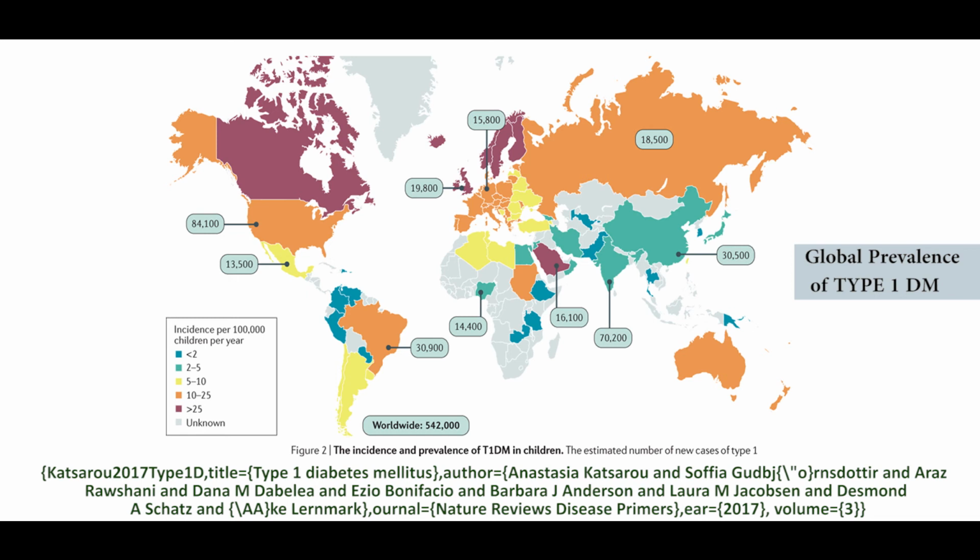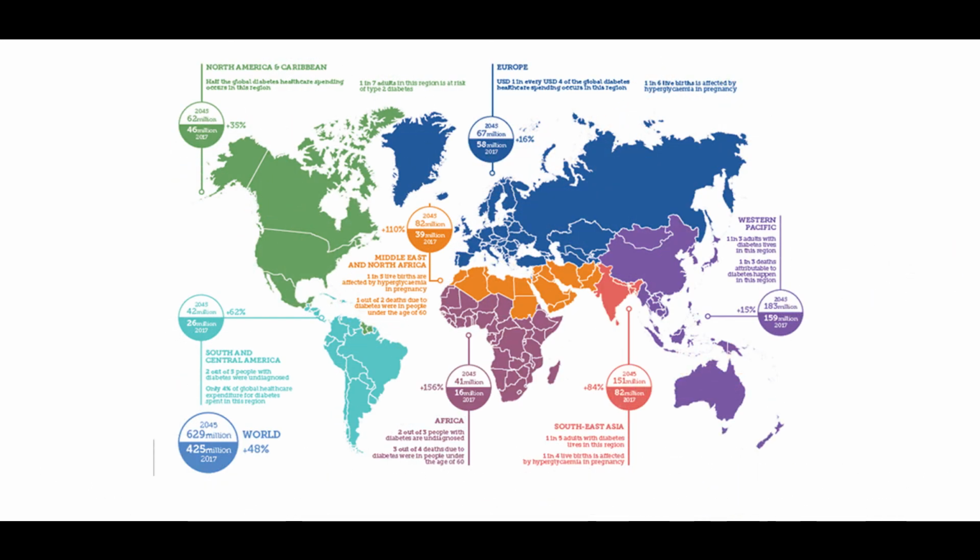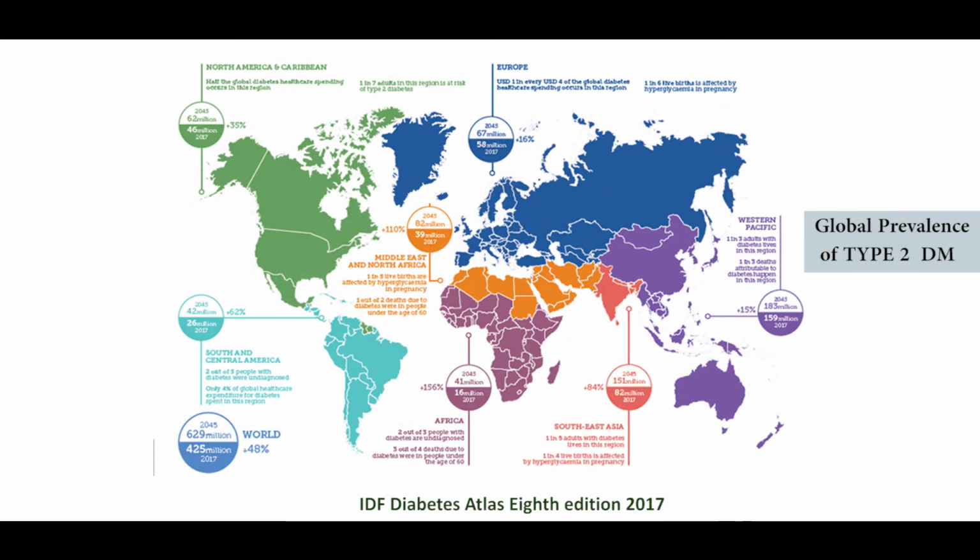Next slide. When it comes to the question of type 2 diabetes, the maximum is in India. India as well as Southeast Asia, the whole of Southeast Asia has the maximum incidence, whereas comparatively it's the least in the other continents.